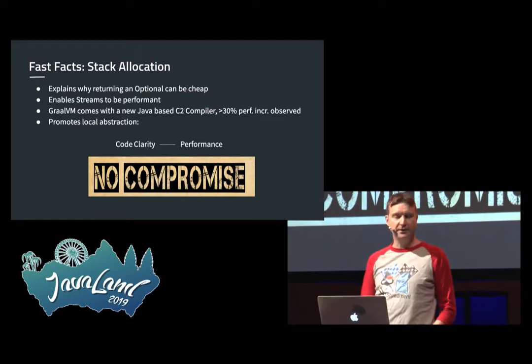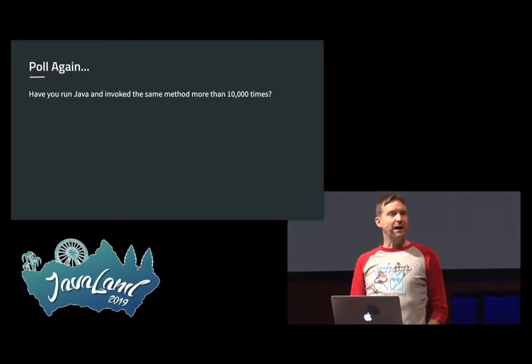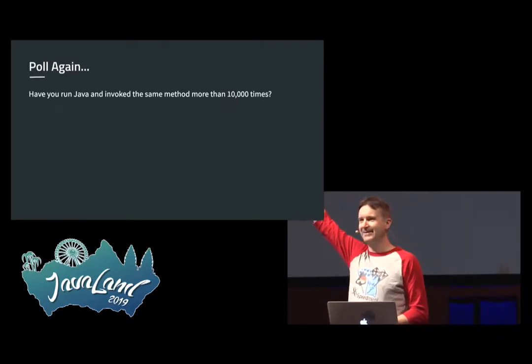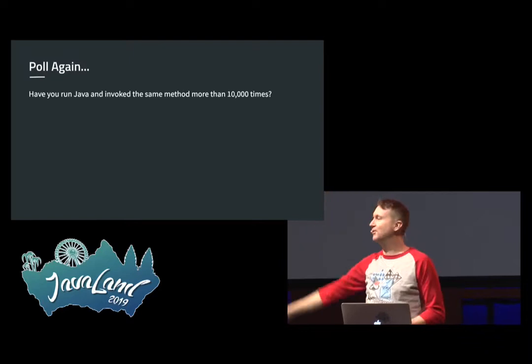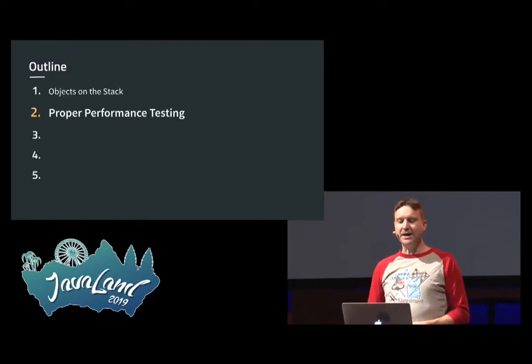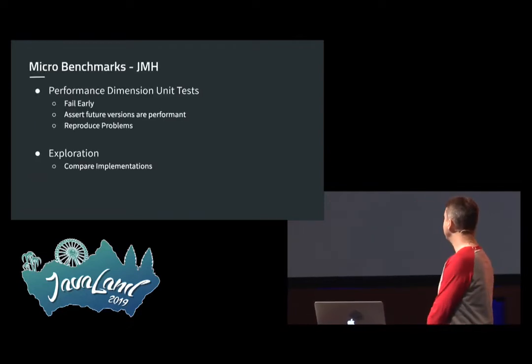No compromise. Good. So I will ask you this question. Have you ever run Java and invoked the stem method more than 10,000 times? Well, then you have allocated objects on the stack. Good. Check. Next item, proper performance testing.